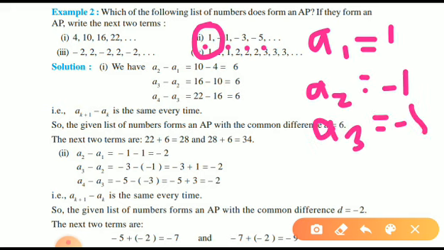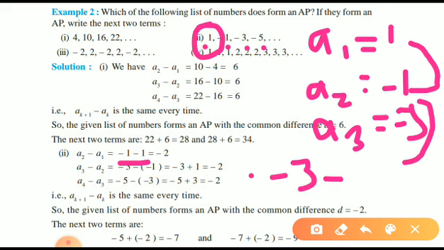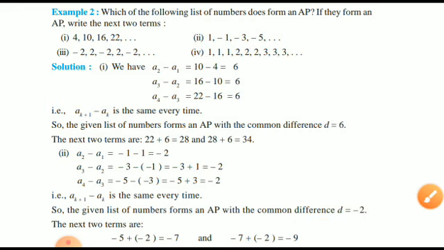The third term is given to be minus 3. So what to do again? Find a2 minus a1. Now a2 minus a1 is minus 1 minus 1, so it will be minus 2. Then what is a3 minus a2? Again I will get minus 3 minus of minus 1. Minus of minus becomes plus, so it is minus 3 plus 1, and I will again get minus 2. And hence we have got a2 minus a1 is the same as a3 minus a2.